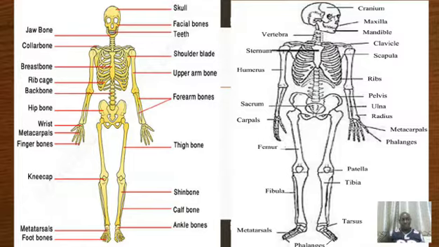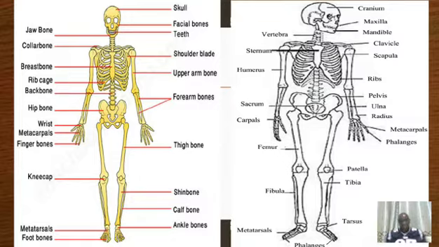Skull, mandible, collarbone or clavicle, sternum, scapula, ribs making up the rib cage, vertebral column or the backbone made of vertebrae. Then we have humerus, radius and ulna, then carpals, metacarpals, and then the phalanges.